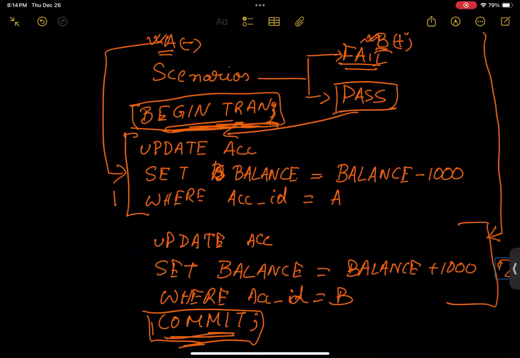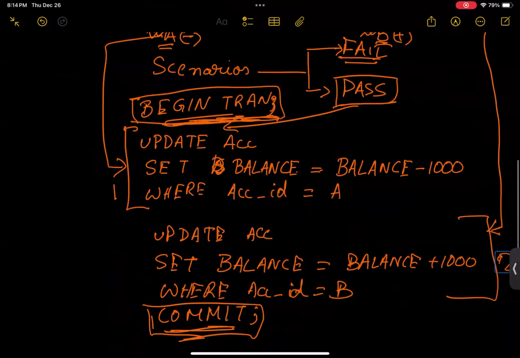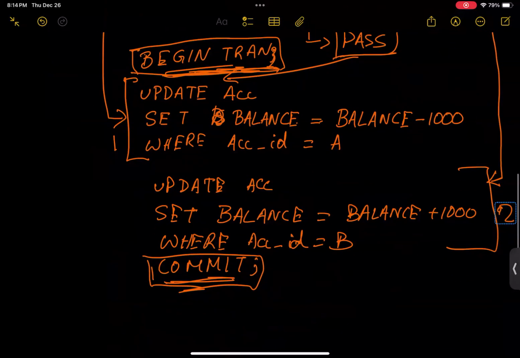Unless I put it into a begin transaction and within a transaction block, remember this phrase, within a transaction block, you can just say that unless I put that into a transaction block, this is not treated as a singular, indivisible unit of work. The only way to put that into a singular, indivisible unit of work is to put it into a transactional block. And that's what you will achieve atomicity with. Okay, that's how you achieve atomicity.